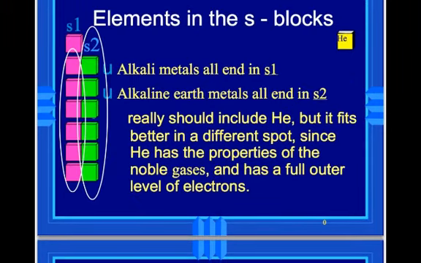So let's talk a little bit more about this. Elements that are alkali metals or alkaline earth metals we would consider to be in the S block, because all of their electron configurations are going to end in S1 or S2. We really should include helium in here, but it fits better in a different spot since helium has the properties of a noble gas. It has a full outer shell. So sometimes you'll see representations of the S block with helium put over here.